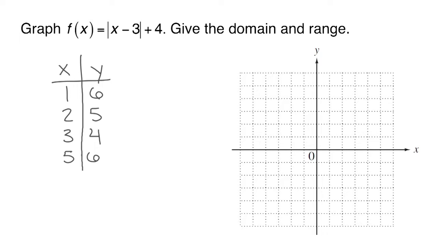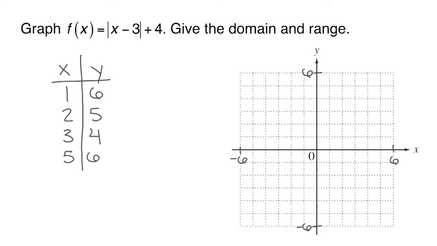Now let's plot points on the graph in order to graph the function. We'll first label our coordinate grid by letting each dotted line represent one unit. So the minimum on each axis is -6, and the maximum on each axis is 6.